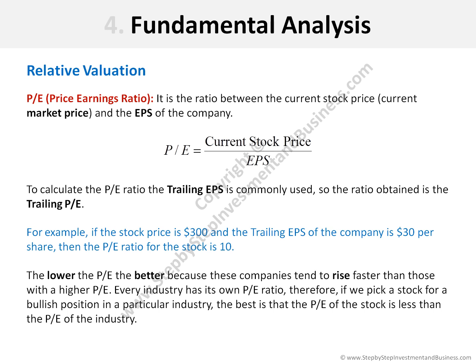The lower the price-earnings ratio, the better, because these companies tend to rise faster than those with a higher price earnings. Every industry has its own price-earnings ratio. Therefore, if we pick a stock for a bullish position in a particular industry, the best is that the price earnings of the stock is less than the price earnings of the industry.